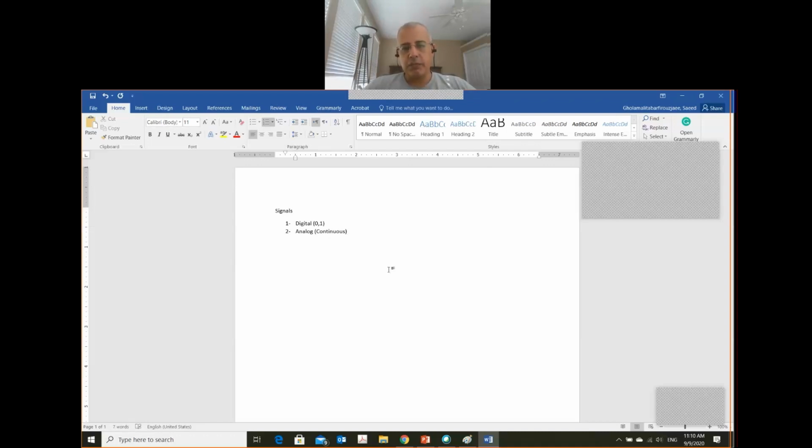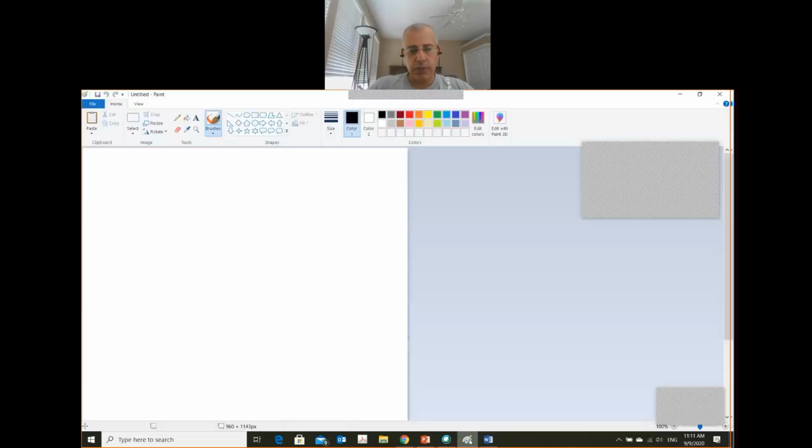In a computer, everything must be converted into digital, but there are some devices that receive information in analog and then convert it into digital. So what do we mean by hertz? The CPU speed is measured in hertz. Hertz means symbols per second. Let me show you what I mean by symbol.